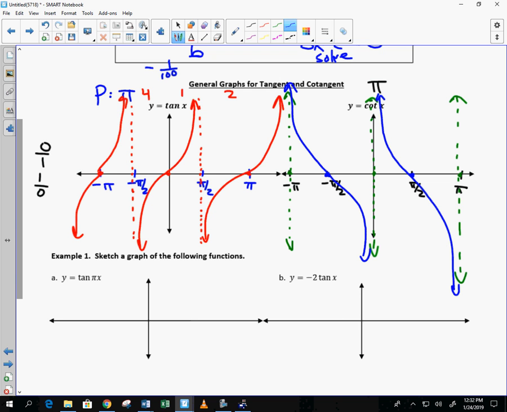So you can see that the tangent graph starts down, finishes up. The cotangent graph starts up and finishes down.